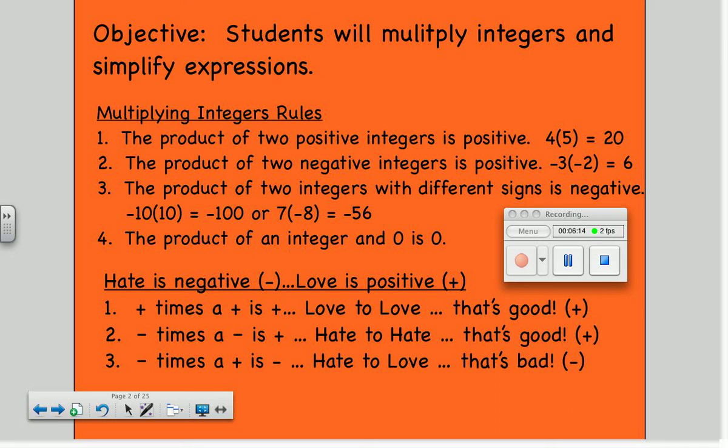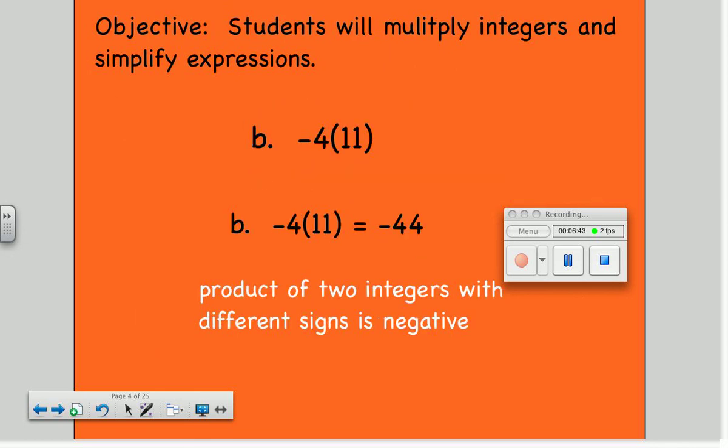The hard thing I know for you guys, and I'm going to point it out here, the hate to love only works with multiplying integers. You cannot use this with adding or subtracting. Those rules are different. So put this in a little compartment in your mind for multiplication and division only, okay? But today we're just talking about multiplication. So you don't need to write that down unless you think it'll help you remember it, then write it down.